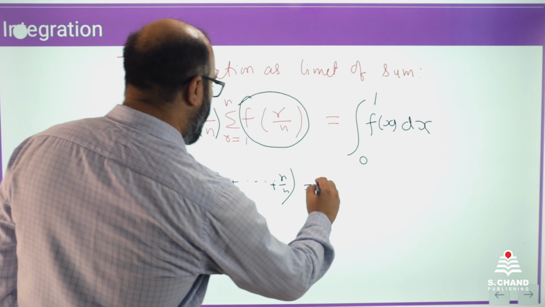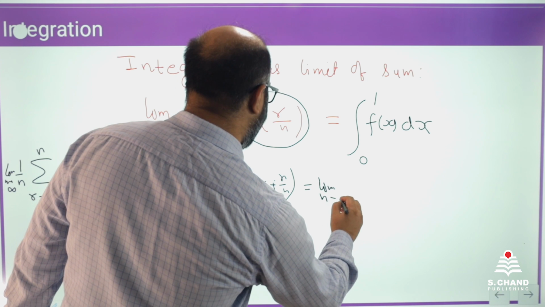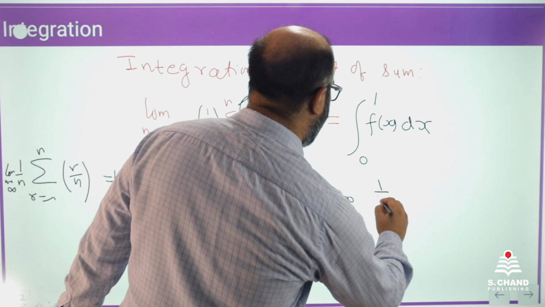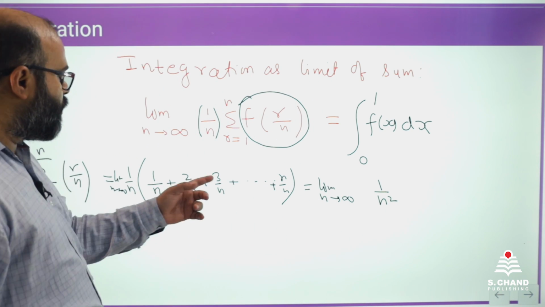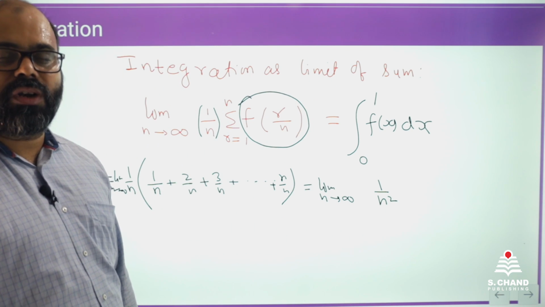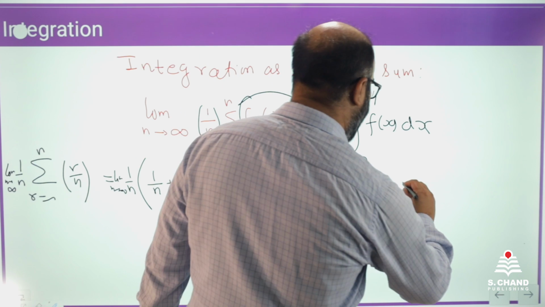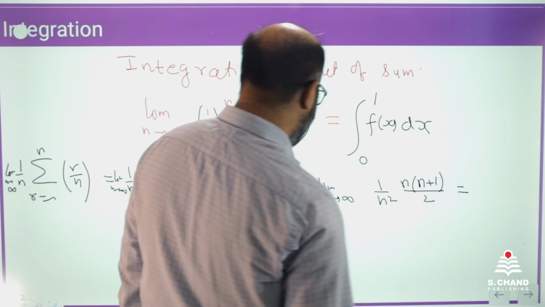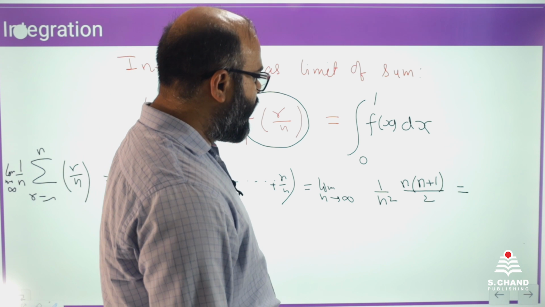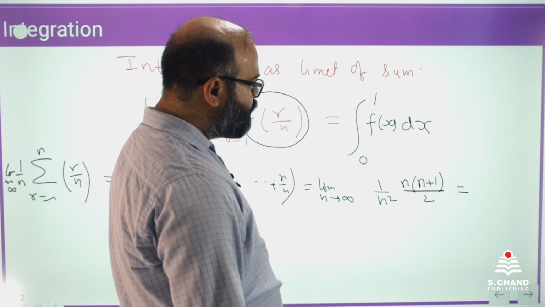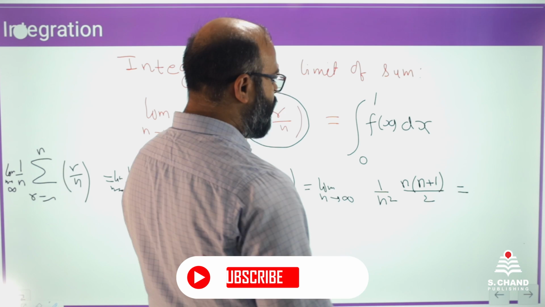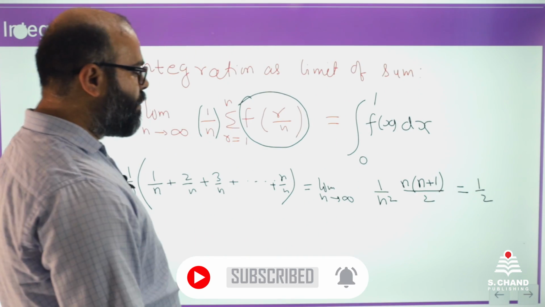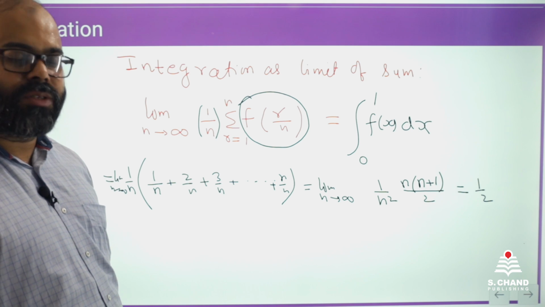When you do the normal summation, limit n tending towards infinity, the LCM is n, so it is 1 by n square, and up in the numerator it is the sum of the first n natural numbers, that is the formula n into n plus 1 by 2. Now you can write it as n square gets cancelled, plus 1 by 2n. So when you put the limit, you will get 1 by 2, right? After putting the limit, 1 by n will become 0.